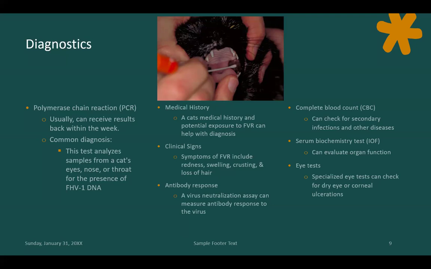Clinical signs of FER can include redness, swelling, crusting, and loss of hair. Antibody response: a virus neutralization assay can measure antibody response to the virus. A CBC, which is a complete blood cell count, can check for secondary infections and other diseases. A serum blood biochemistry test can evaluate organ function. And then eye tests, specialized tests, can check for dry eye or corneal ulcerations.